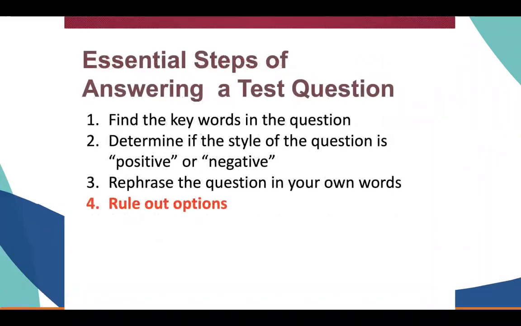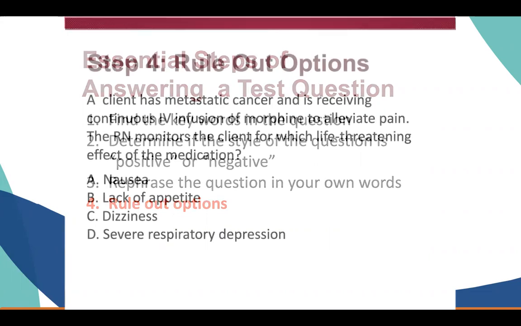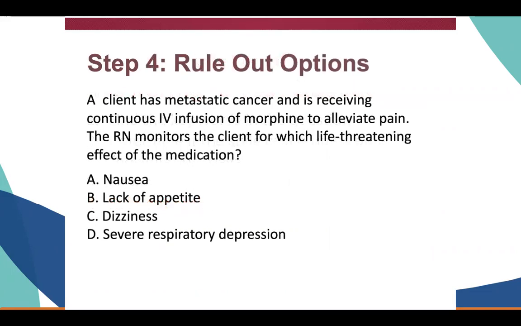The 4th essential step is to rule out options. A client has metastatic cancer and is receiving continuous IV infusion of morphine to alleviate pain. The nurse monitors the client for which life-threatening effect of the medication: nausea, lack of appetite, dizziness, or severe respiratory depression. First, we need to go through the other 3 steps.